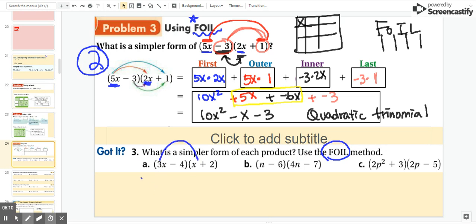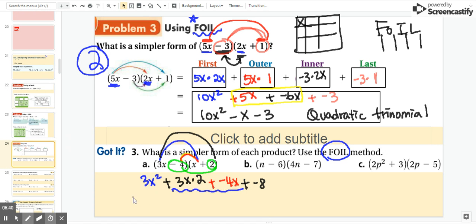So what's the first? 3x squared. What's the outside? Outside is 3x times 2, which is 6x. And what is the inside? Inside is plus negative 4x. And what's the last? Negative 4 times 2, which is negative 8. So we need to combine these. I'm going to rewrite it: 3x squared plus 6x minus 4x plus 2x minus 8. So it's also a quadratic trinomial.